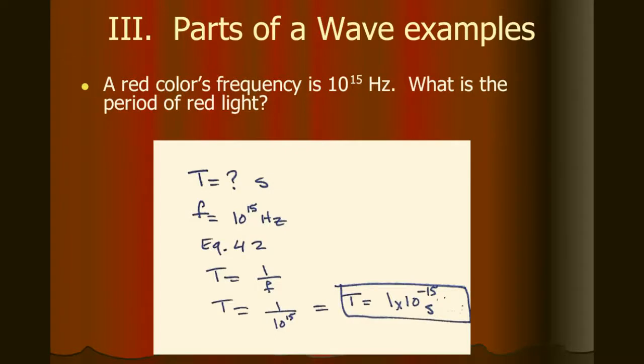Moving on to problems, we've got a red color's frequency is 10 to the 15 hertz. What's the period of the red light? Now, these problems are fairly simple, so I'm not going to go ahead and explain the math because you can see the steps. But as long as you label everything, then you can figure out which equation to use.